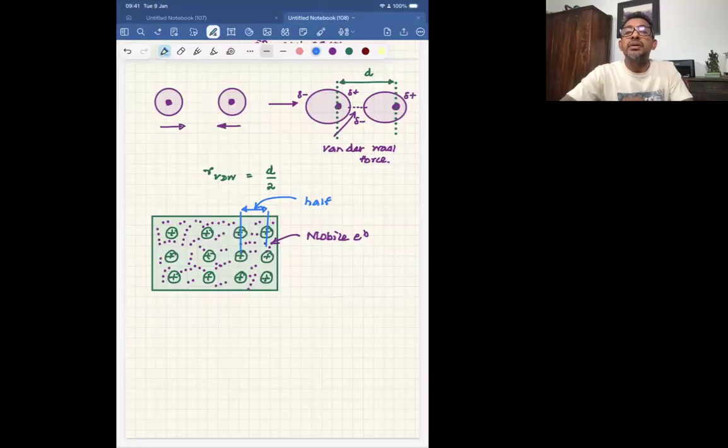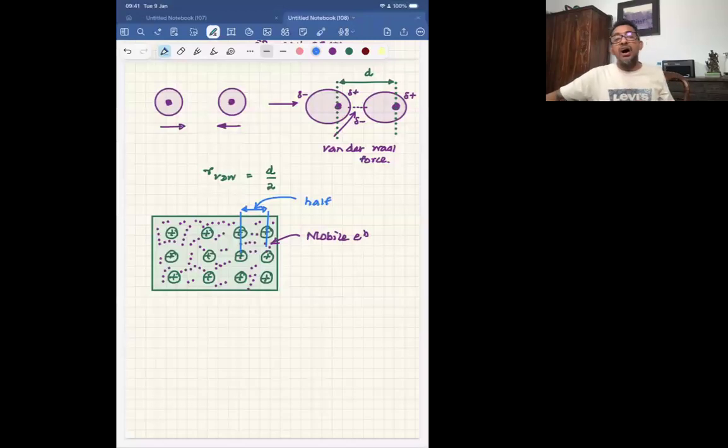Somebody asked me whether Van der Waals radius works only with pressurized helium. Van der Waals radius works with any compound as long as they come closer to each other. If they can come closer to each other, that is it. So the clear definition is this.